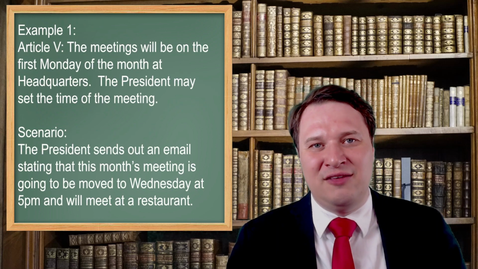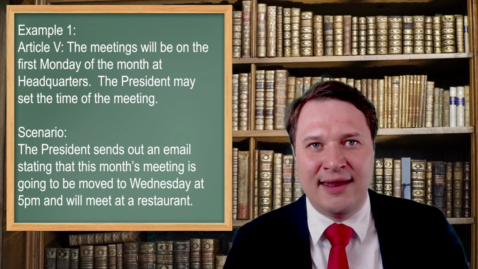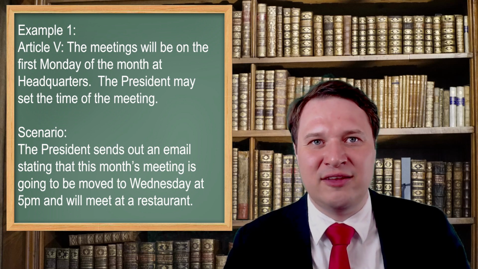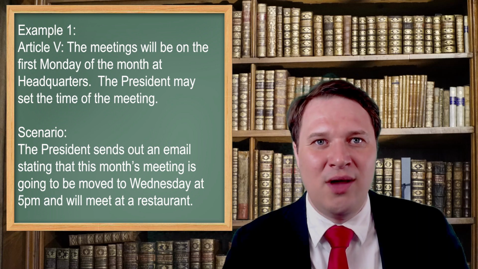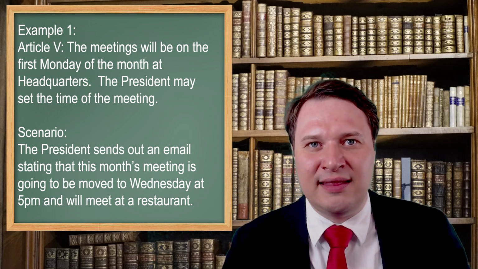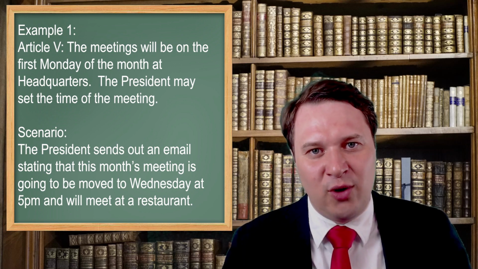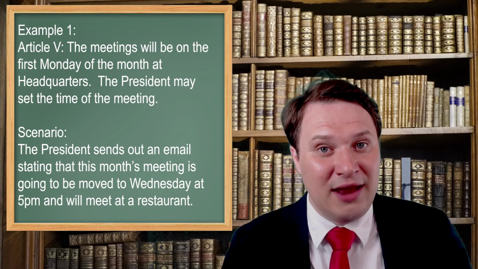Imagine your bylaws say the following. The meetings will be on the first Monday of the month at headquarters. And then later on in the bylaws, it says that the president may set the time of the meeting. All right, let's look at the scenario. The president sends out an email stating that this month's meeting is going to be moved to Wednesday at 5 p.m. and that we will meet at a restaurant. So the question is, is this a legal meeting? And the answer is no, it would not be a legal meeting.